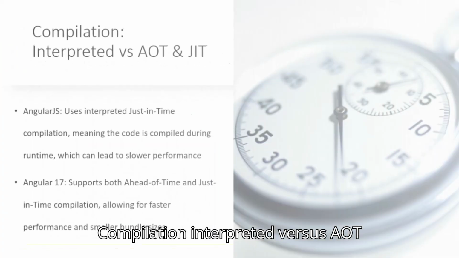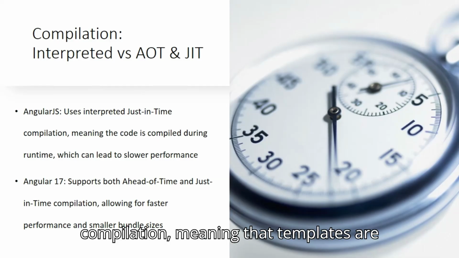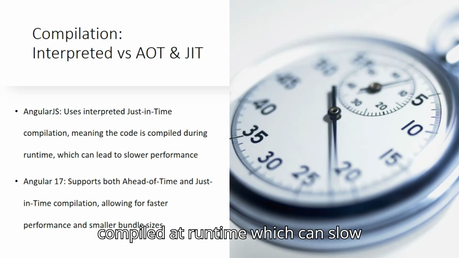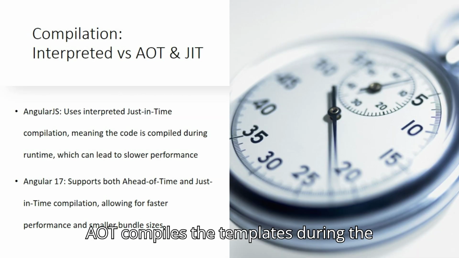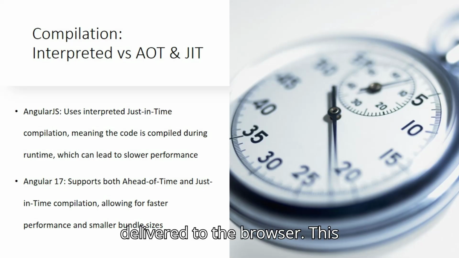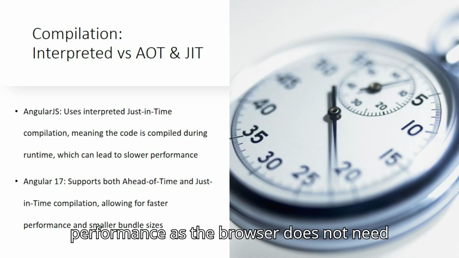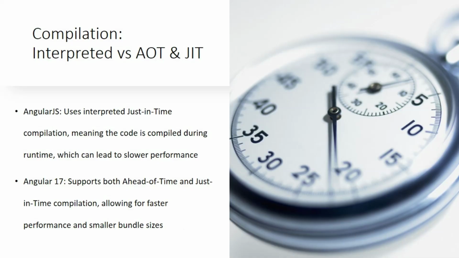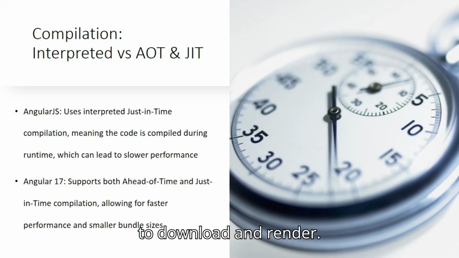Compilation, interpreted versus AOT and JIT. AngularJS uses interpreted just-in-time compilation, meaning that templates are compiled at runtime, which can slow down the application. Angular 17, however, offers both JIT and ahead of time AOT compilation. AOT compiles the templates during the build process before the application is delivered to the browser. This leads to faster load times and improved performance as the browser does not need to compile templates at runtime. AOT also reduces the size of the bundle, making the application faster to download and render.